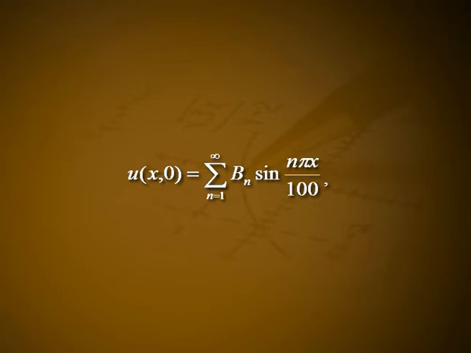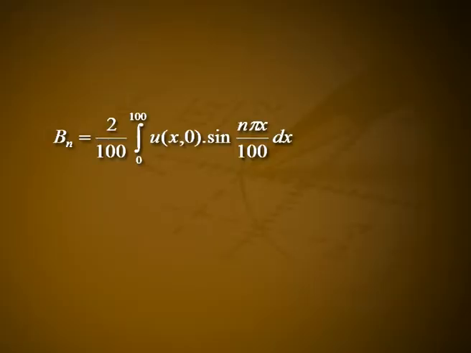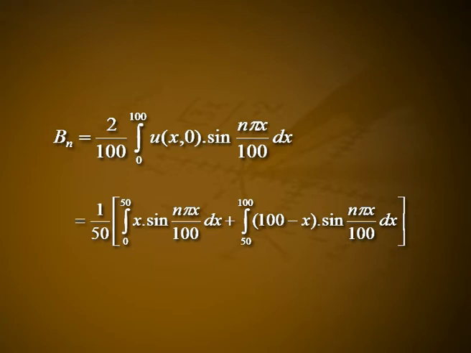Using the given initial condition, we get u(x, 0) = summation n varies from 1 to infinity b_n sin(nπx/100), which is the Fourier half-range sine series representation for u(x, 0). Therefore, b_n = (2/100) integral from 0 to 100 of u(x, 0) sin(nπx/100) dx, which is equal to (1/50) [integral from 0 to 50 of x sin(nπx/100) dx plus integral from 50 to 100 of (100 − x) sin(nπx/100) dx].